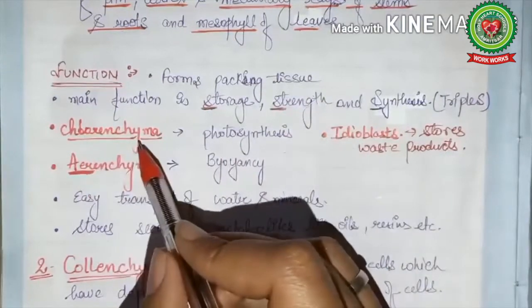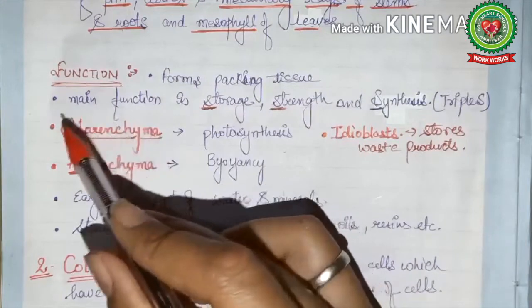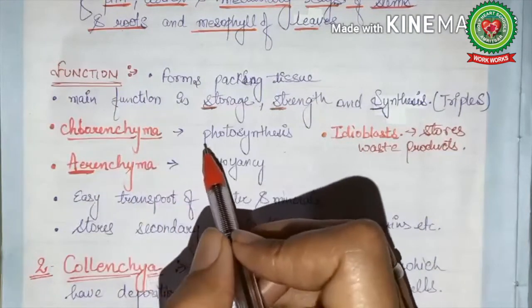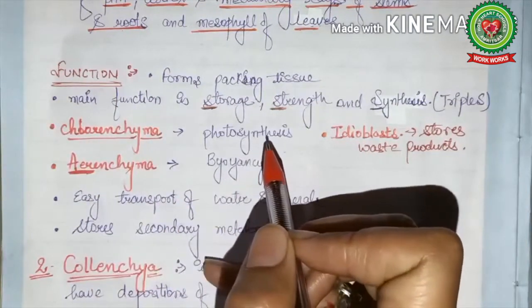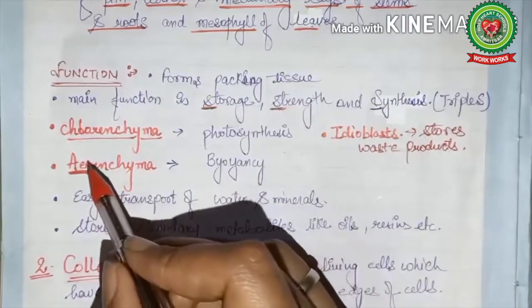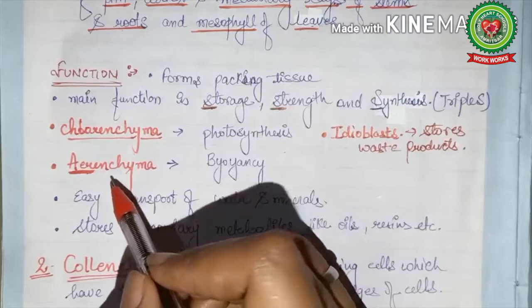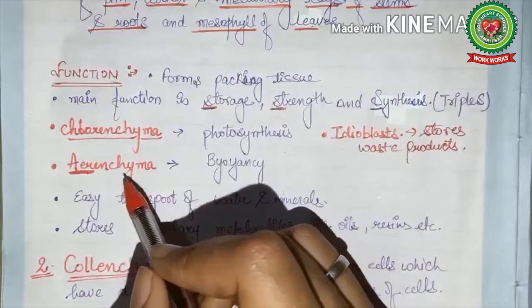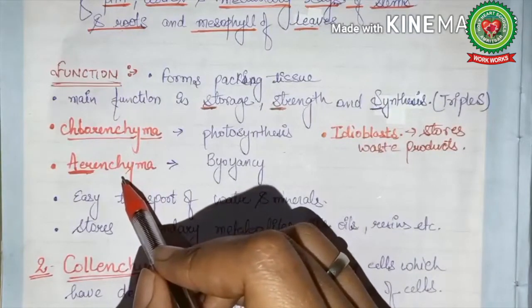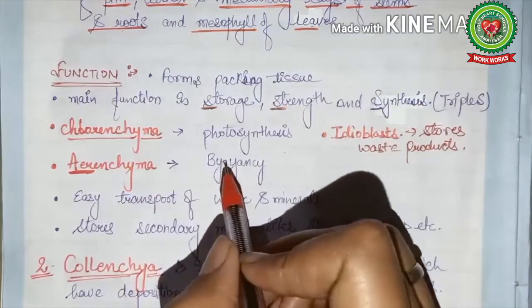First one is chlorenchyma. This is the parenchyma in which chlorophyll is present. Due to the presence of chlorophyll, it can undergo the process of photosynthesis and results in the formation of food. Next one is aerenchyma. It sounds like air. Actually, this parenchyma is present in aquatic plants. Inside these cells, a number of air cavities are present and that provide buoyancy to the aquatic plant.